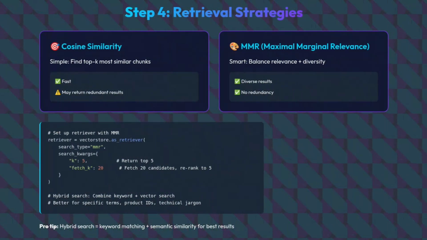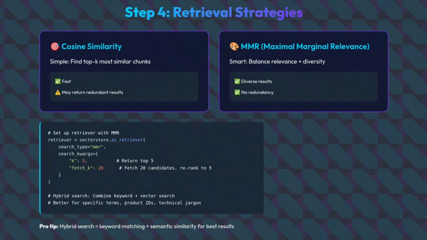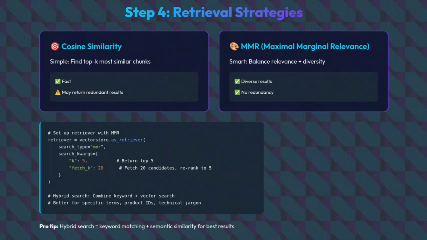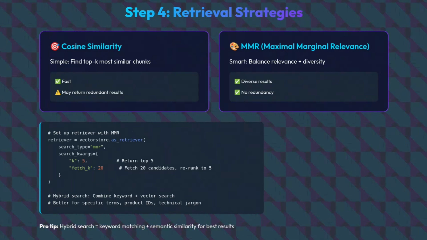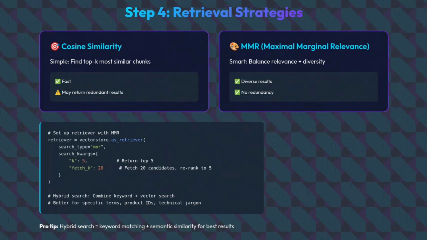The simplest approach is cosine similarity search. Find the top K chunks most similar to the query, but there are smarter approaches. MMR, Maximal Marginal Relevance, balances relevance with diversity. Instead of returning 5 chunks that all say the same thing, it tries to return diverse, relevant chunks.